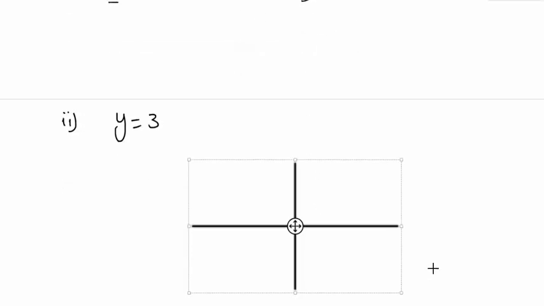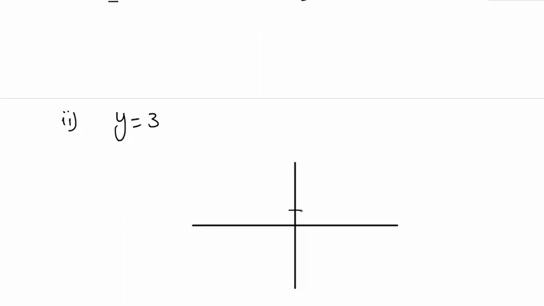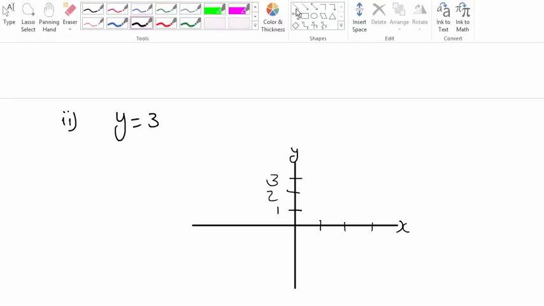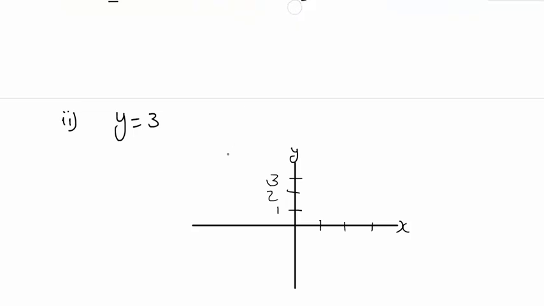So this is my Cartesian plane, and here this is 1, 2, 3, and this is the y-axis and this is the x-axis. Similarly 1, 2, 3 here. Now y equals 3, the line will be parallel to the x-axis, and the equation of this line will be y equals 3.